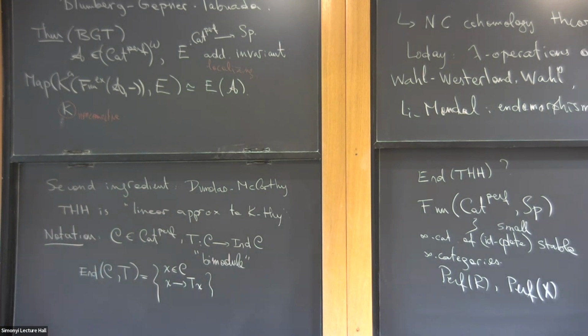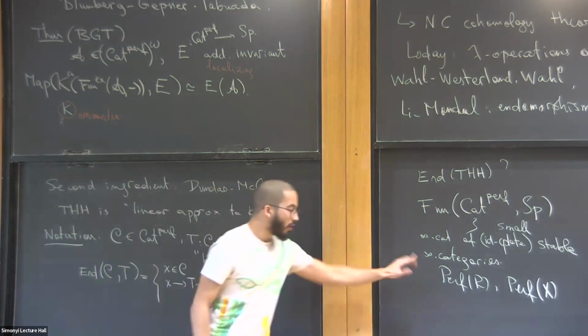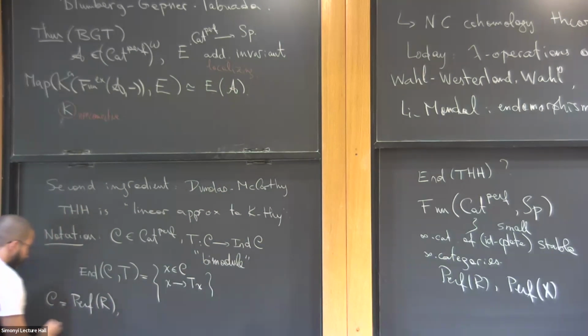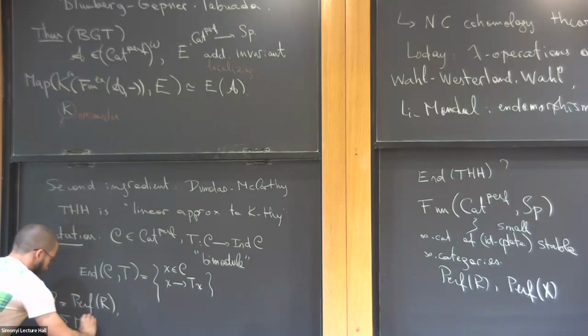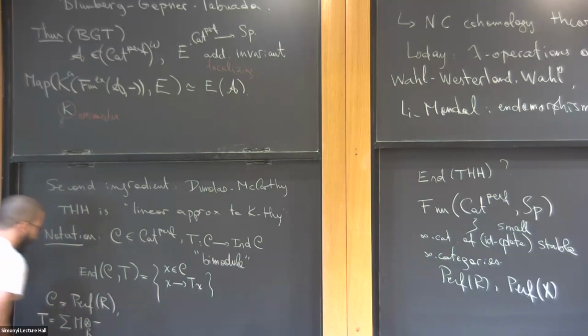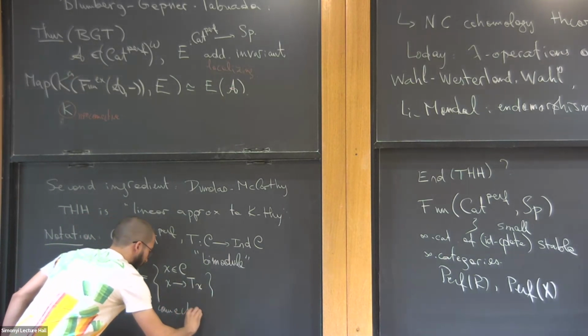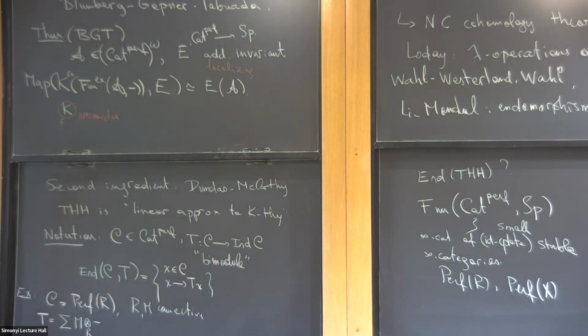Let me give you an example. I told you that you should think of this as bimodules, so what does this look like in the case of actual bimodules? If C is Perf R and T is, let's say, sigma M tensor over R, and I'm going to make an assumption here that R and M are both connective, so they're in non-negative homological degrees, then this category of twisted endomorphisms is exactly modules over this square zero extension.